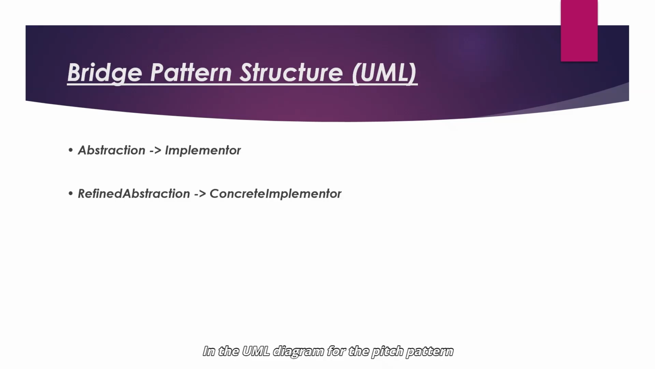In the UML diagram for the bridge pattern, we have the abstraction class which defines the high-level control flow. The refined abstraction extends this abstraction. The implementer interface provides the low-level implementation details, and the concrete implementer class contains the actual implementation. The key point here is that abstraction and implementer are separate, allowing for independent evolution. You can swap or modify the implementation without affecting the abstraction layer, making your system more flexible and extensible.